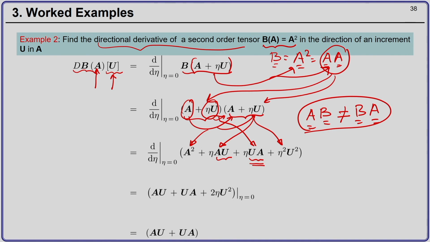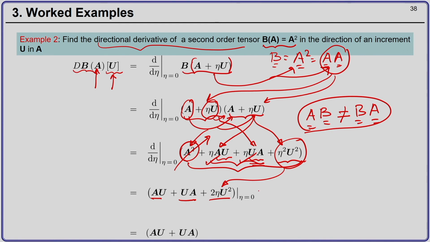Now, what do we do? We have to take the derivative of this expression in the bracket with respect to eta. Now you have a constant term, a linear term in eta and a quadratic term in eta. Once you take the derivative, the first term goes away because there is no eta involved. The second and the third terms have eta. So, the derivative with respect to eta gives you A U plus U A, and the derivative of this last term will be twice eta into U square.